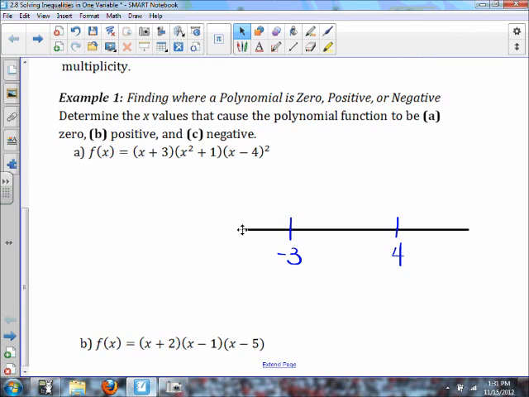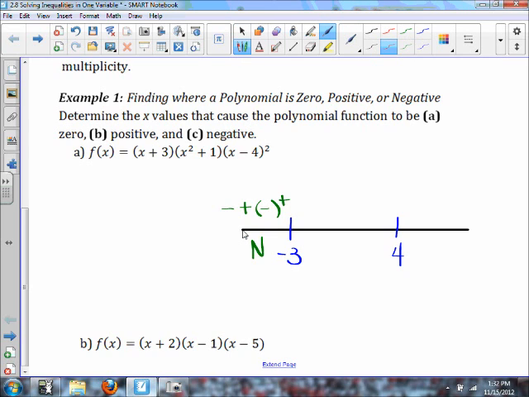So when we do this, we'll have to put in a number less than negative 3 into the first term. A number less than negative 3 will end up with a negative term. A number less than negative 3 in the middle term will end up positive. A number less than negative 3 here will end up a negative squared. So a negative times a positive times a negative squared will end up being negative.